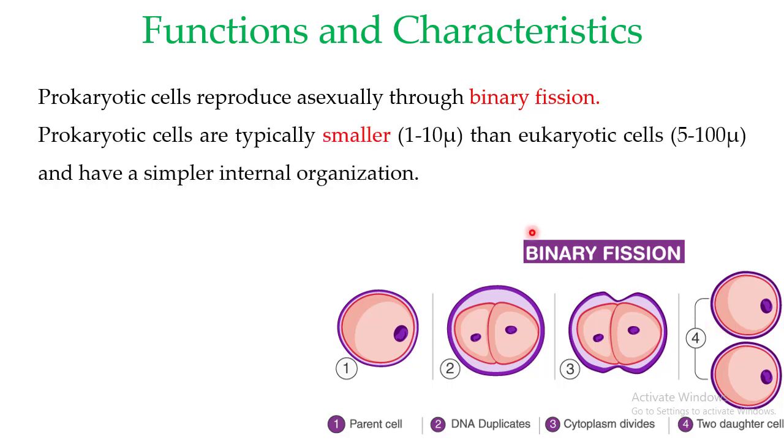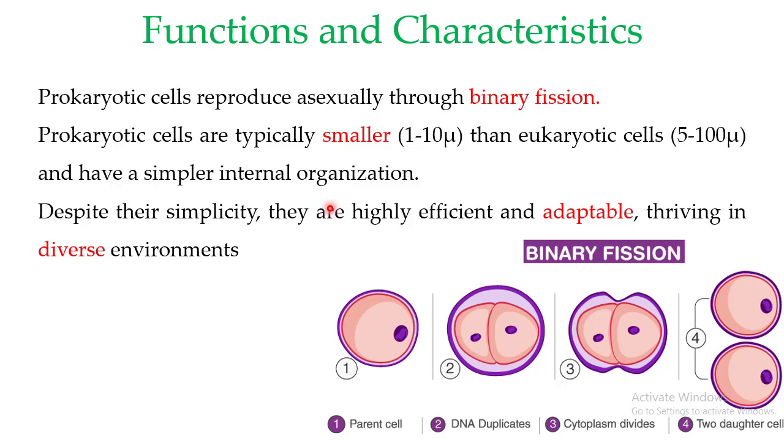Secondly, these prokaryotic cells are typically smaller than the eukaryotic cells, and you can see the size differences between the two. Prokaryotes are usually 1 to 10 micron. Eukaryotic cells are from about 5 to 100 micron. And prokaryotic cells have a simple internal organization, but that doesn't mean they are not complex, because despite their simplicity, they are highly efficient and adaptable, thriving in diverse environments. Let me give you some examples of their adaptability.